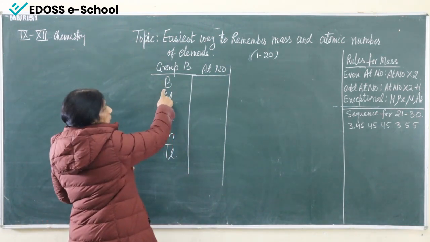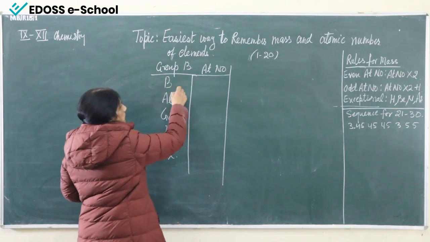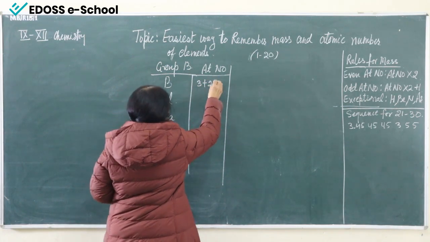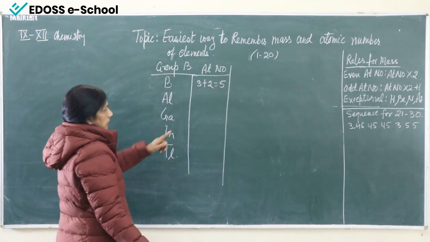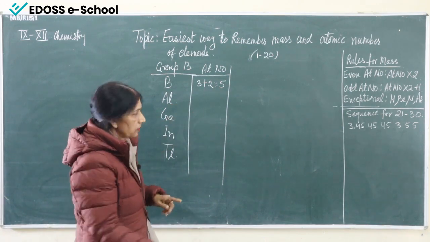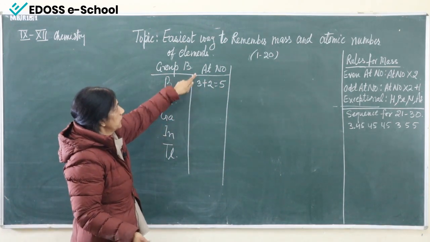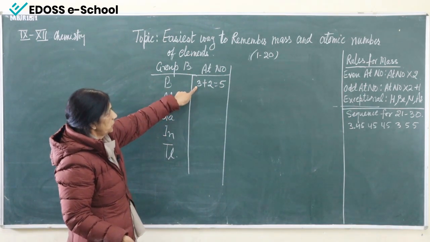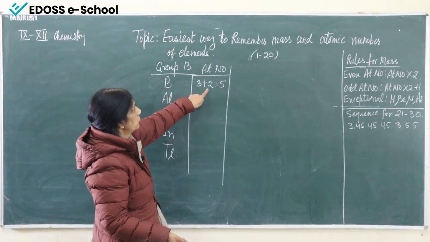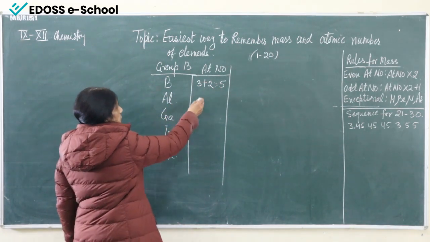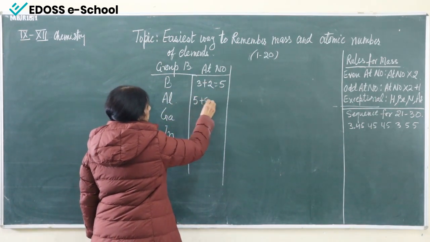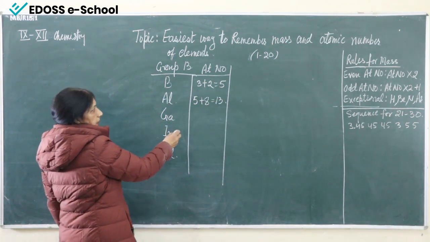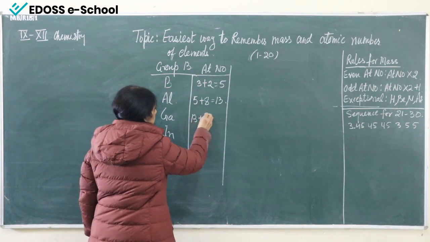So what we will do here? We will add: this is the third group, so we will take 3 and we will add 2. This is the group number and this 2 we have to add. And the same way, this is 5, we will add 8. Here again we will add 8, so 13 plus 8.